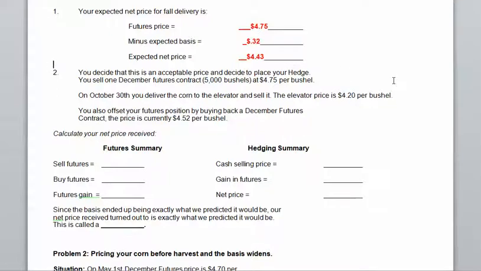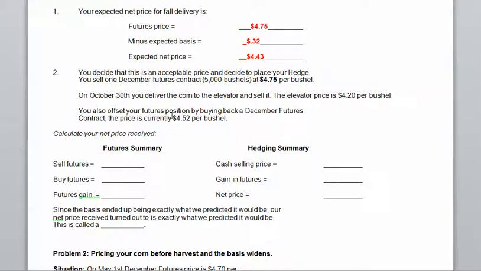You decide that this is an acceptable price and decide to place our hedge. We sell one December futures contract, or 5,000 bushels, at $4.75 a bushel. We'll need that later. On October 30th, we deliver corn to our local elevator and we sell it. The elevator price is $4.20 a bushel. That would be the local grain price. In other words, we also call that the cash price, or the price of cash corn.